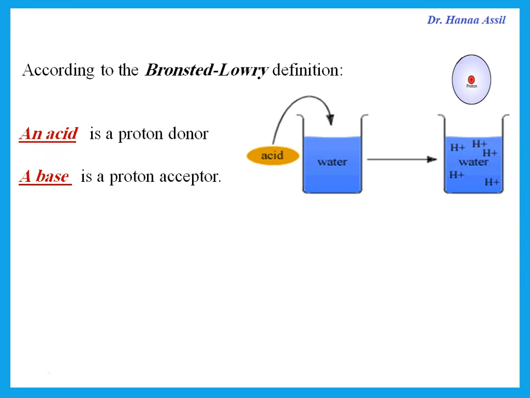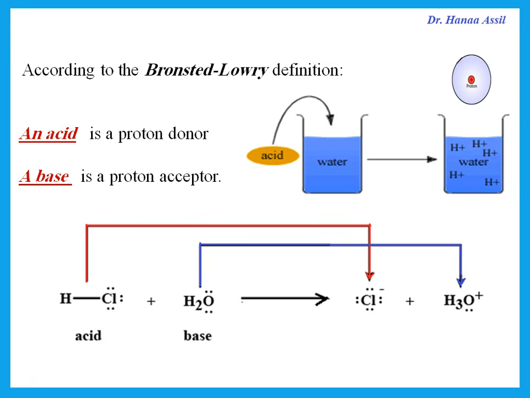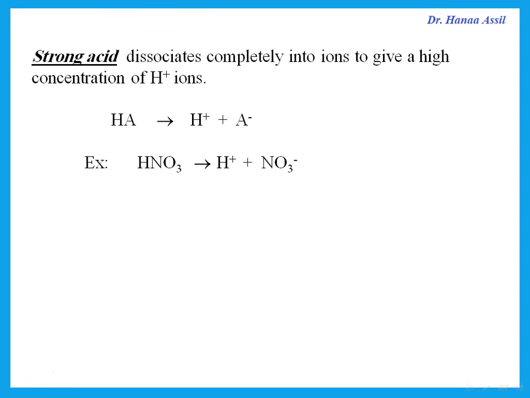A base is what accepts this proton or this H plus ion. So for example, if I'm doing HCl plus H2O, what is happening is the HCl has changed to Cl minus. That means it has given up its H plus. That means it's an acid. Now the H2O in this case has accepted the H plus ions and become H3O plus, the hydronium ion. In this case, water is a base.